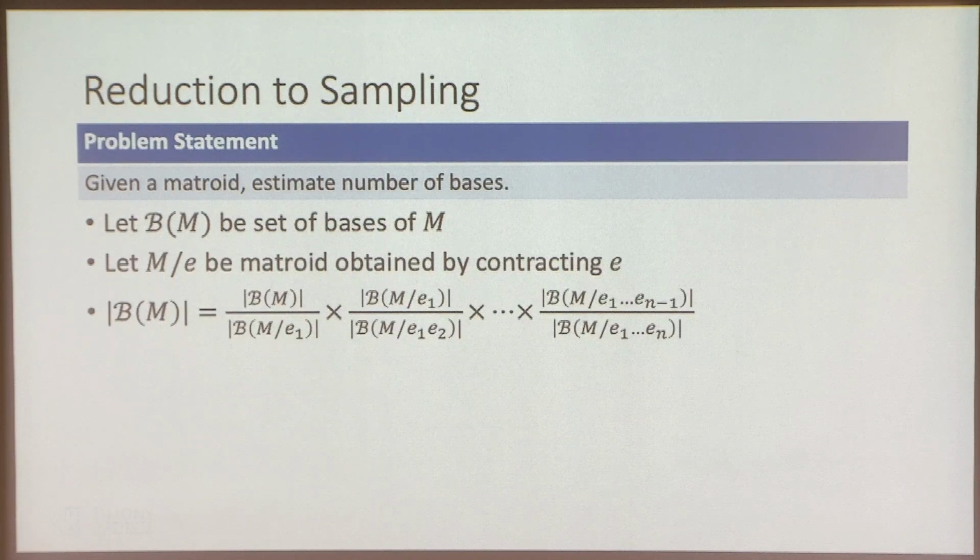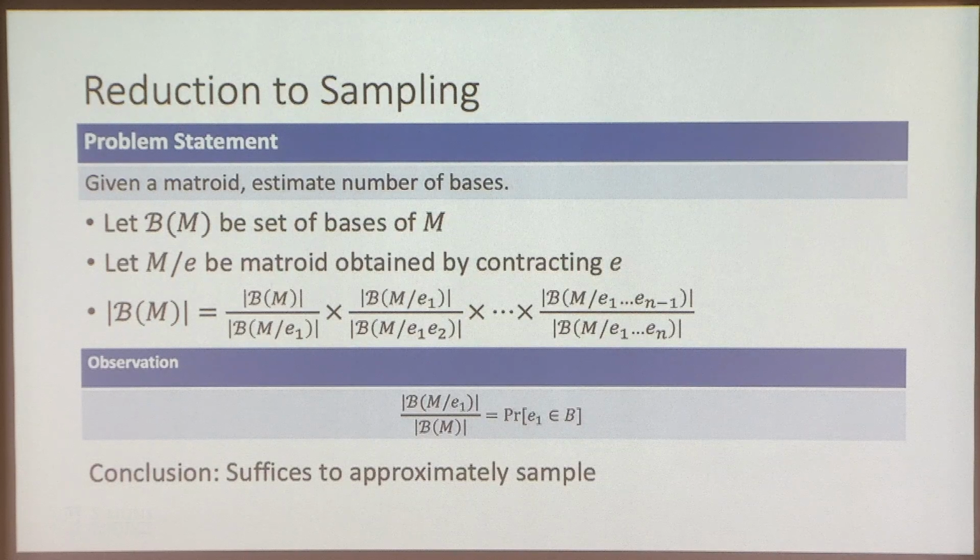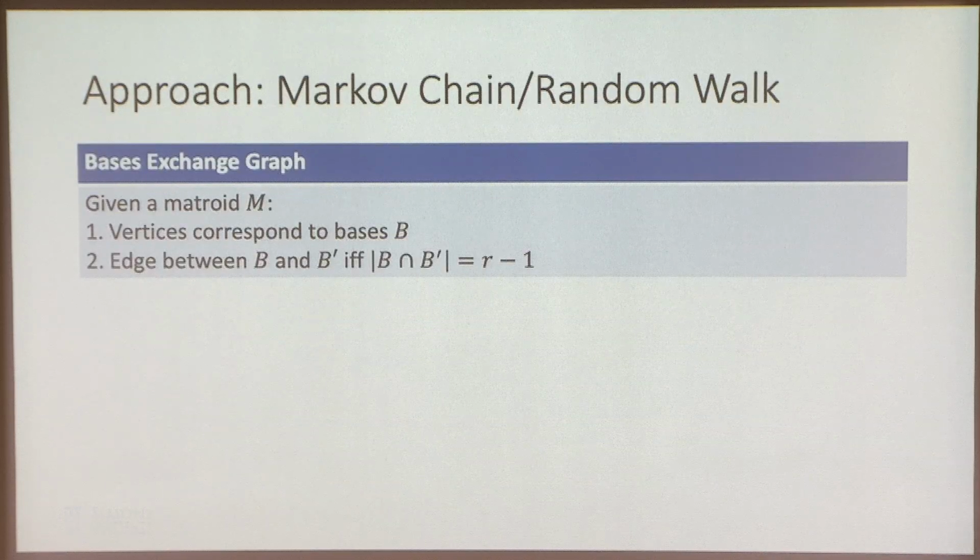Now what you can do is write the number of bases of your original matroid as this telescoping product. And what you observe is that each term in this product is a marginal probability of some element being in a random base of some matroid. So it suffices to estimate these marginal probabilities, and then you can just compute this product. And how to estimate these probabilities? This is how you reduce to approximate sampling. If you can approximately sample, then you just sample a base, see if your element is in the base, and keep sampling to get better and better estimates of your marginal probability. So now we have reduced it to a sampling problem.